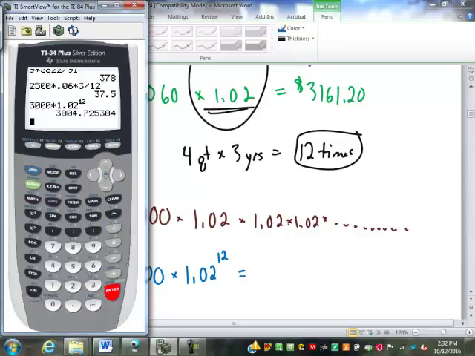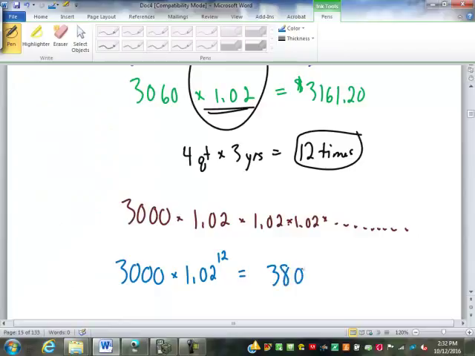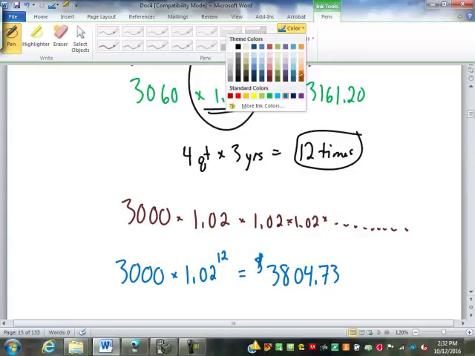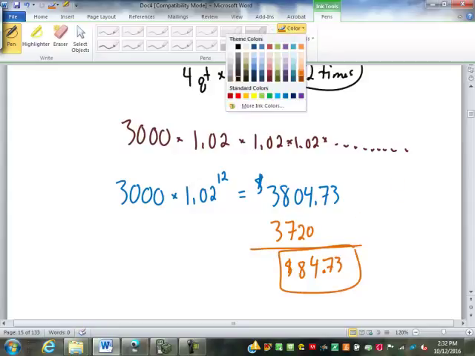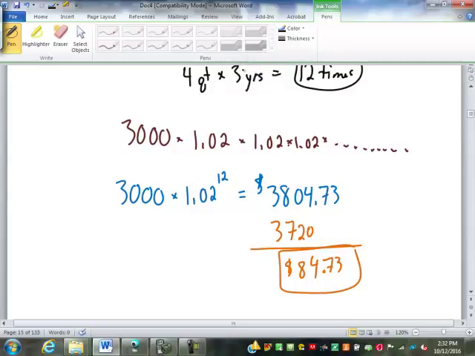We get $3,804.73. Now, if you compare that to what we had, remember our first example for simple interest, we had $3,720. So we end up being $84.73 ahead because of the compound interest. Now that over 3 years, that's a significant number, but it's not huge. But compound interest really has its effect over time.